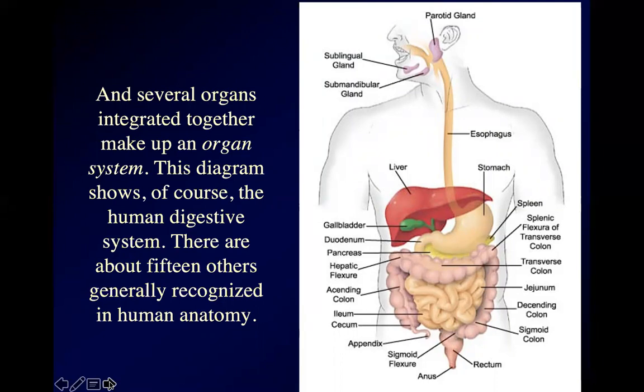You see the esophagus leading to the stomach, emptying into the small intestine. There's your liver and gallbladder that pitch in, and your pancreas, which secretes enzymes that break down your food. Small intestine, large intestine, leading all the way around to the rectum.